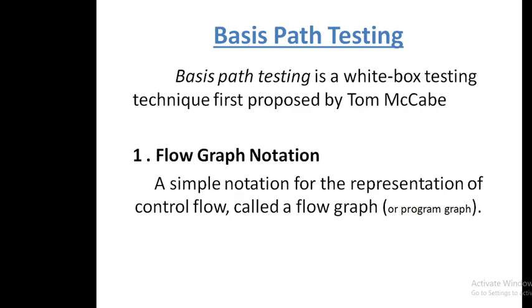This technique has four different points. The first one is flow graph notation, the second one is independent program paths, the third one is deriving test cases, and the fourth one is graph matrices. Before discussing these points, we must know what is meant by path testing. Path testing is the most important concept in the testing environment.